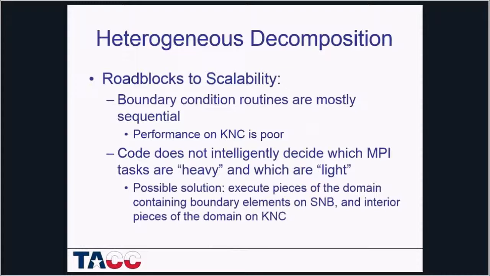So one possible solution to this would be to intelligently schedule boundary condition parts to the Sandy Bridge and then send the interior components to the KNC. Unfortunately, when we move to KNL, we don't have this option because there will be no fast host processor and slow accelerator processor, at least in terms of sequential performance. So the KNL will actually be the one and only processor going forward.